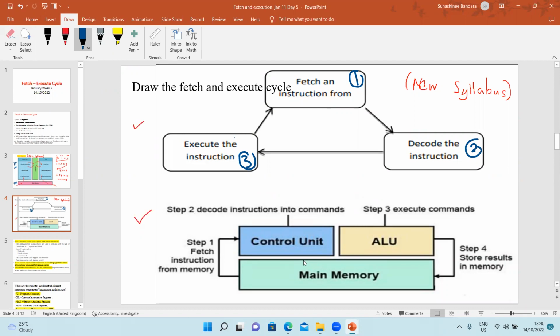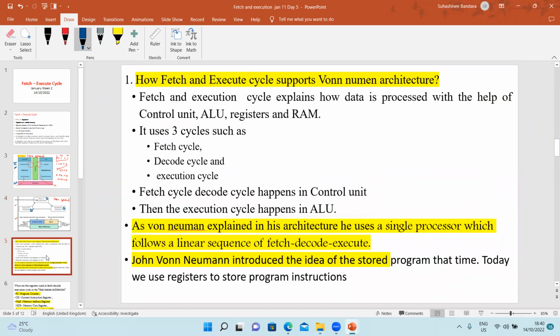fetch execution cycle. If you get a question asking you to draw, you have to draw both together. It's very clear. Normally that depends on the question. If they ask for stages, then the first one, and if they ask to draw in detail, then this. The fetch cycle is happening in the control unit, then decode is also in the control unit, and execution is happening in the ALU.